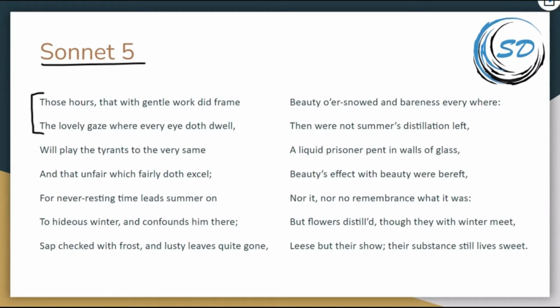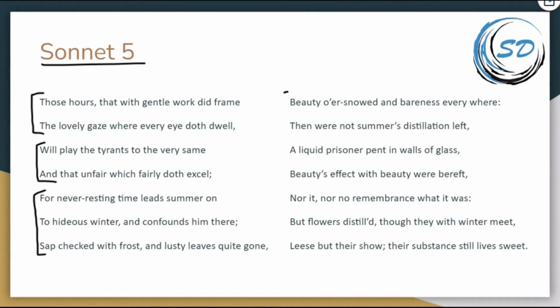The sonnet begins with the speaker contemplating the hours of work and craftsmanship that have gone into creating the beautiful gaze of the young man. The line, those hours, that with gentle work did frame, the lovely gaze where every eye doth dwell, suggests that great effort and care were taken to shape the young man's captivating and attractive gaze, which captivates everyone who sees it. However, the speaker notes that time, depicted as a tyrant, will eventually play havoc with that beauty. The line, will play the tyrants to the very same, and that unfair which fairly doth excel, implies that time will distort and mar the beauty that initially surpassed all others. The poet acknowledges the inherent unfairness of time, as it tarnishes and diminishes even that which is truly exceptional.